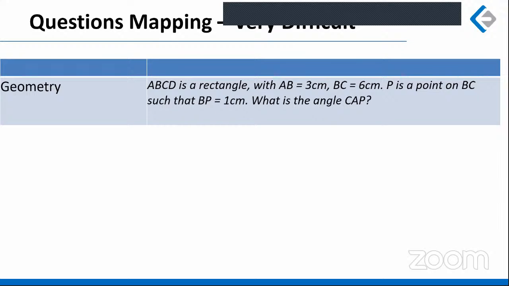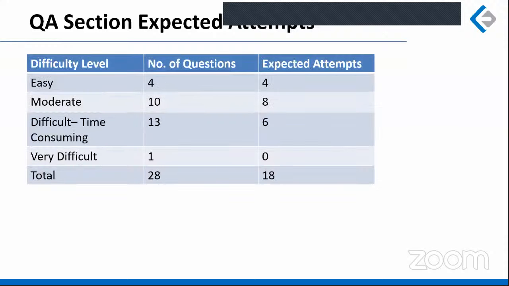So that is the 28 questions of this paper, DI and quant. Now let's see the expected approaches and attempts. Out of the 4 easy questions, I would expect everybody to solve those 4. Moderate, there were 10 questions. Maybe you will miss 1 or 2. You will think of them as difficult and maybe you will just leave them. So I still expect you to solve 8.